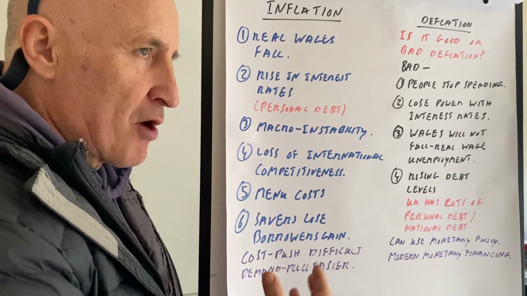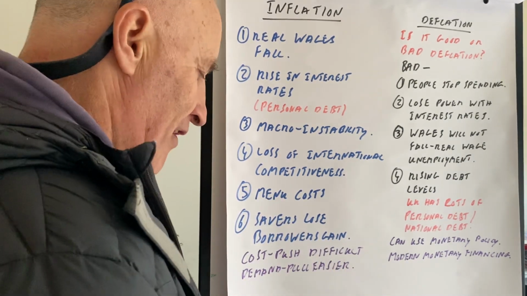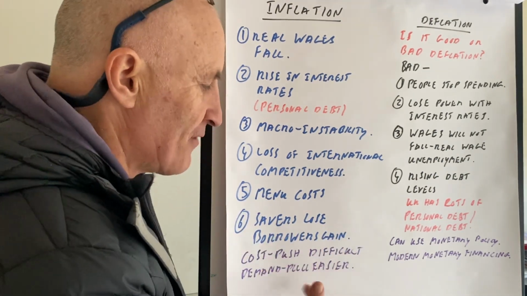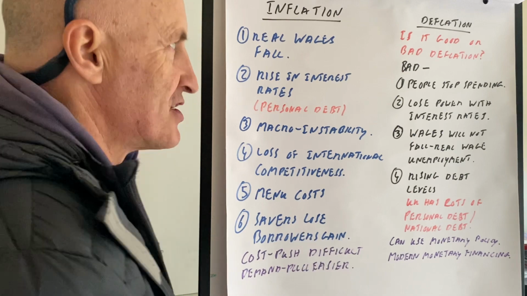Okay, oil and gas prices, what can we do about it? Well, we could have a green revolution, but it's much more difficult to control, whereas demand pull inflation is easier because we can just raise interest rates.